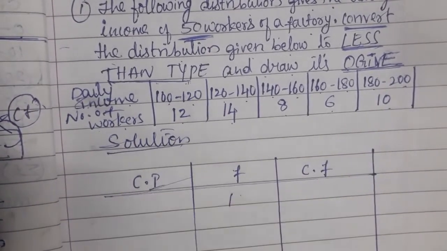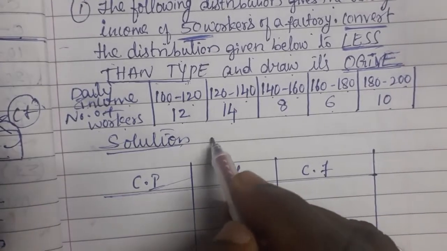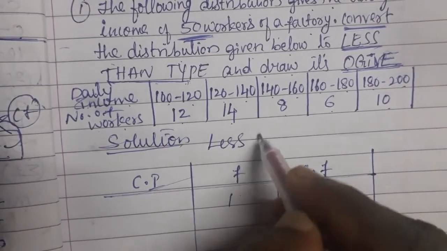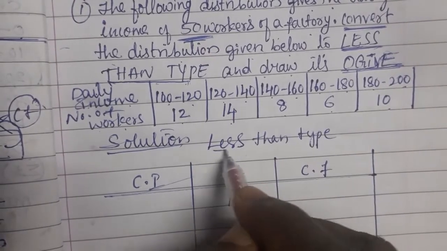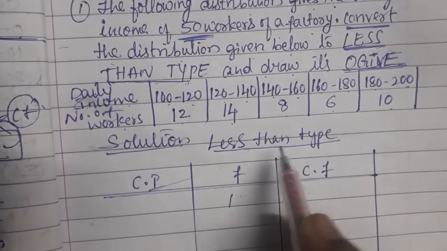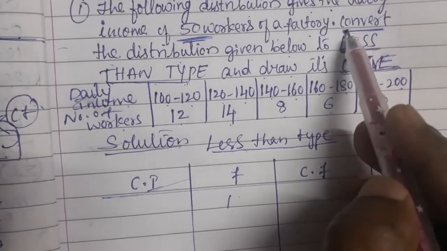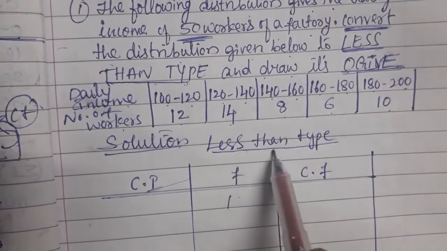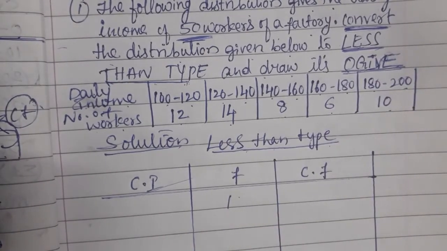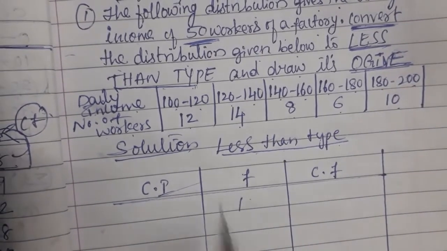Now the solution. Listen carefully. What type of graph has he asked? Less than type. This type is important. Next you have the more than type also. He has clearly asked us to convert this frequency distribution to less than type. So how to write less than type?